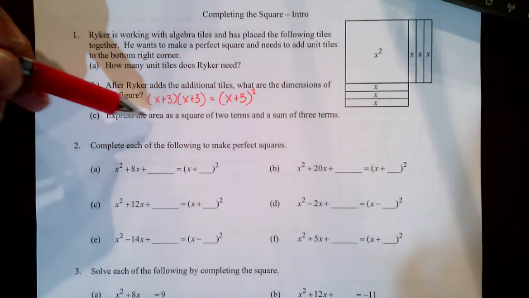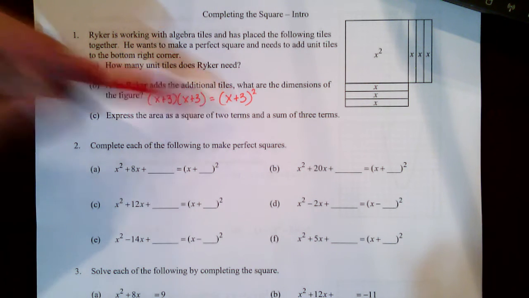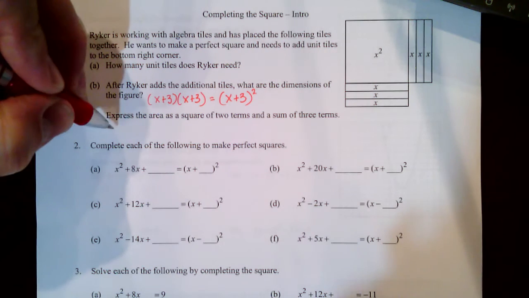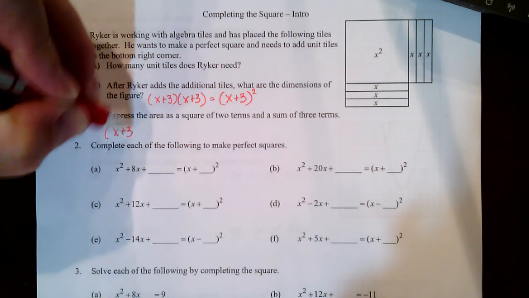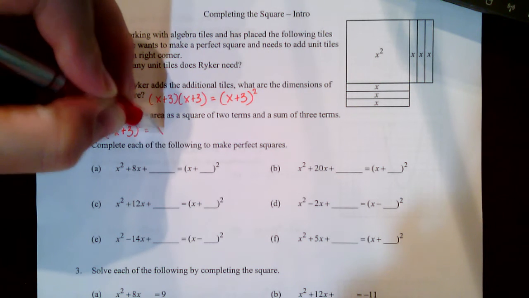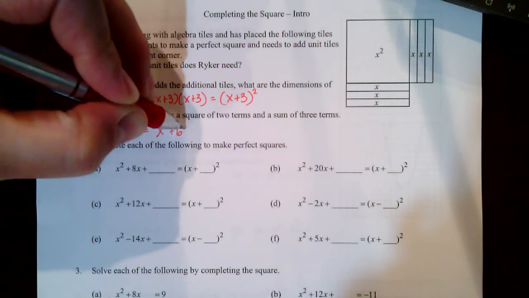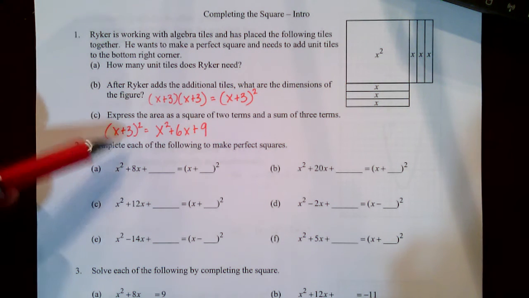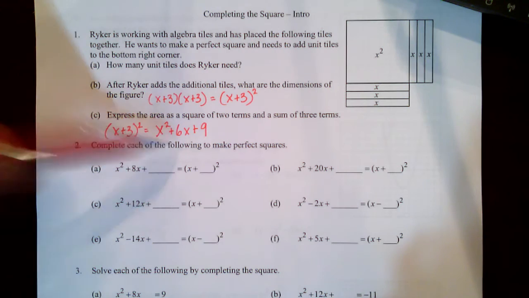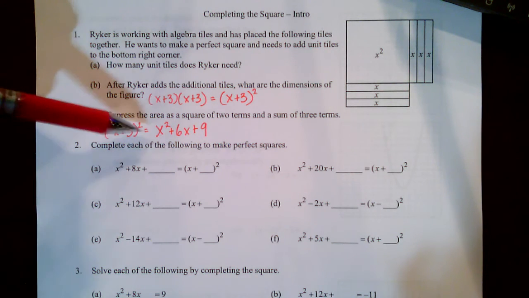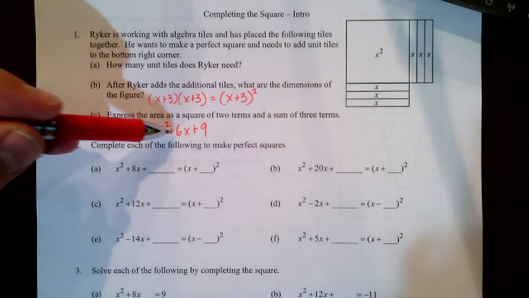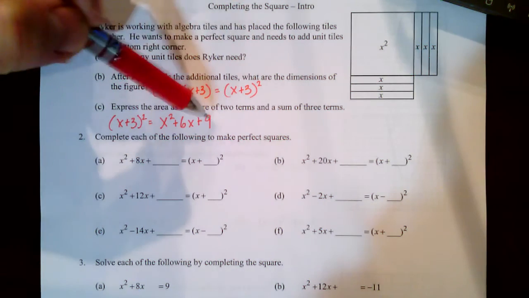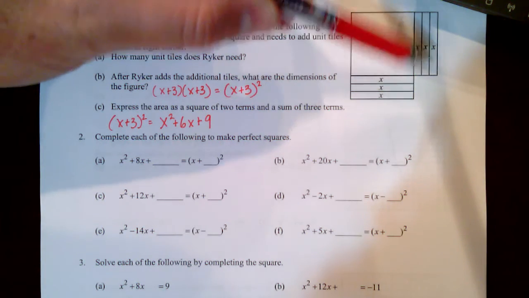So it says express the area as a square of 2 terms, that's this right here, and as the sum of 3 terms. So x plus 3 squared ends up being x squared plus 6x plus 9. And that's the square of 2 terms, and that's the sum of 3 terms. 2 terms squared. 3 terms, 1, 2, 3. The sum, addition. So the way to do completing the square is just like we did here. We added 9 because we know we needed to add 9 to complete this square.